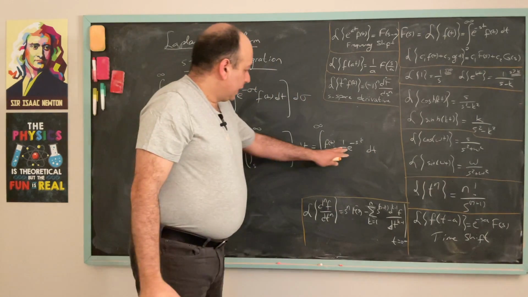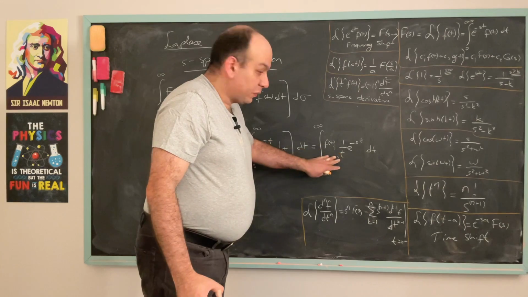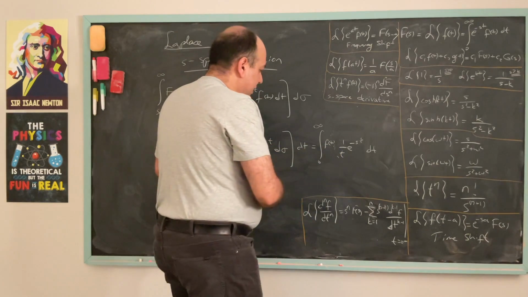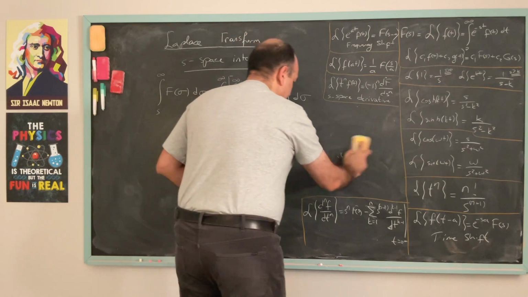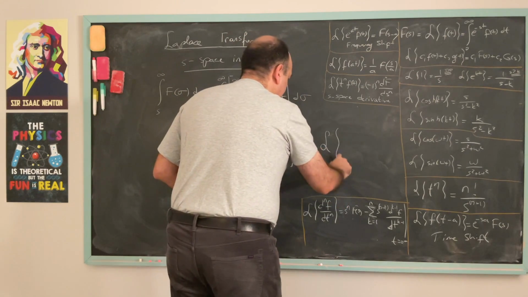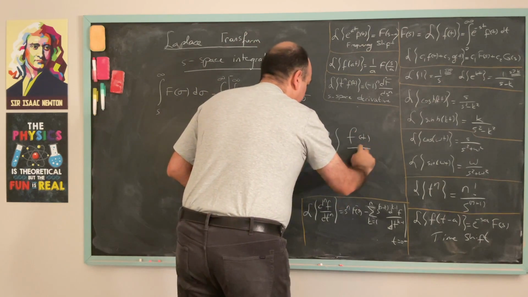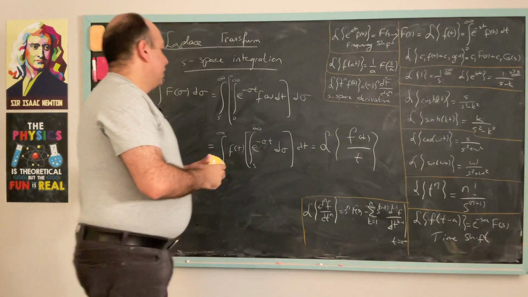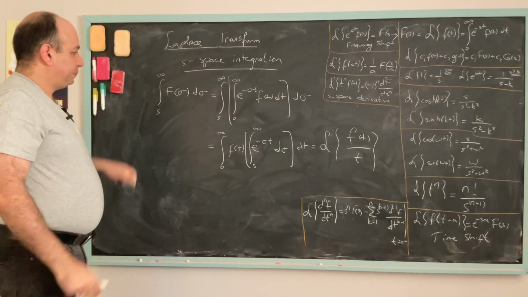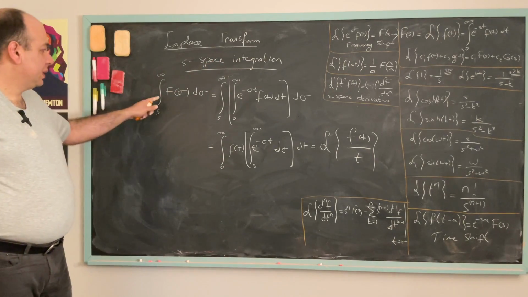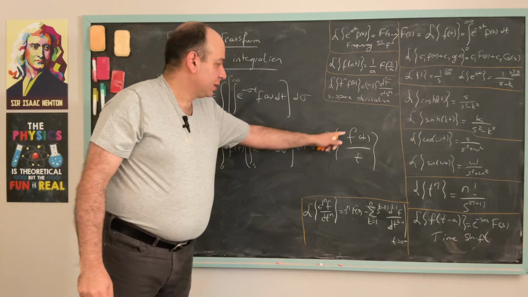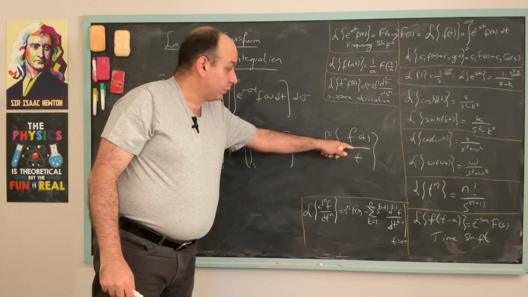But this is nothing but e to the minus st times f(t) over t. So this is the Laplace transform of f over t, right? So this is nothing but the Laplace transform of f of t over t. So this is the property of S space integration. This integral gives the Laplace transform of f of t over t.